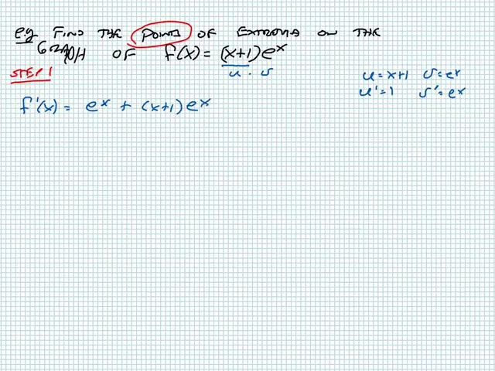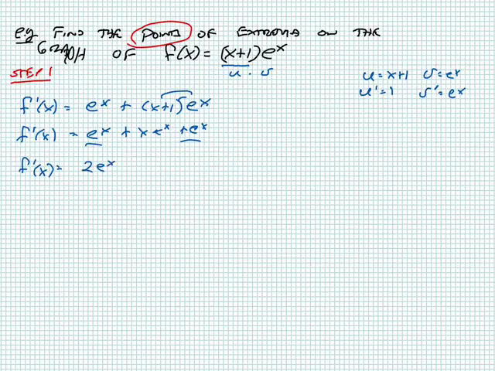Now, before I set this equal to 0, I'm going to go ahead and simplify this. So I'm going to multiply out this e to the x. So I've got f prime of x is equal to e to the x plus x e to the x plus e to the x. So I've got 2 e to the x's. So f prime of x is going to be equal to 2e to the x plus xe to the x. And then I'm going to factor that out. So I've got e to the x times 2 plus x.